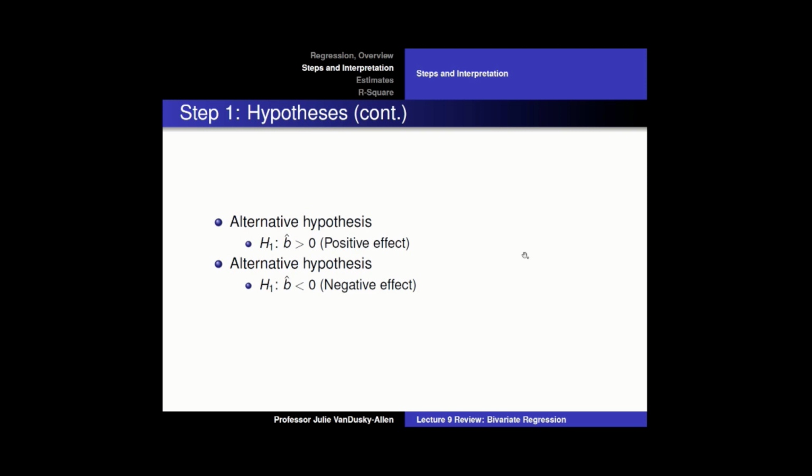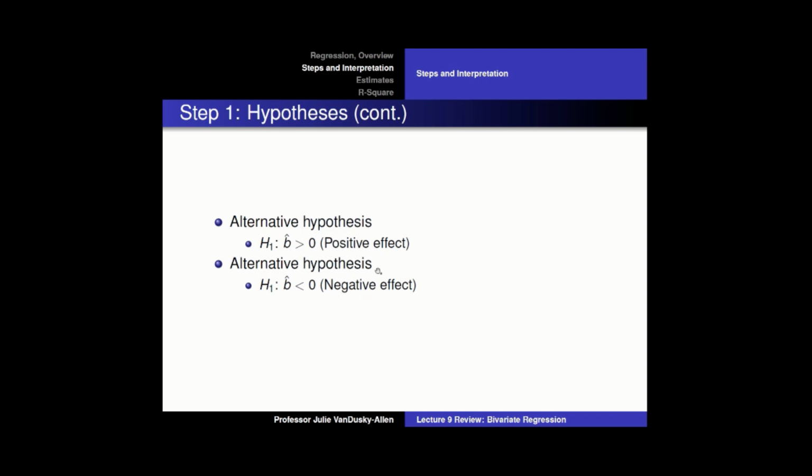Now, of course, based on your original hypothesis or your theoretical expectations, you do expect there to be a relationship between the independent and dependent variables. If you expect there to be a positive relationship, as in as the independent variable increases, the dependent variable increases, then you expect that coefficient or slope to be greater than 0 or positive. To write that out, it would be H1: b hat > 0.